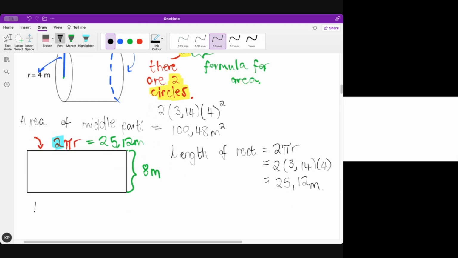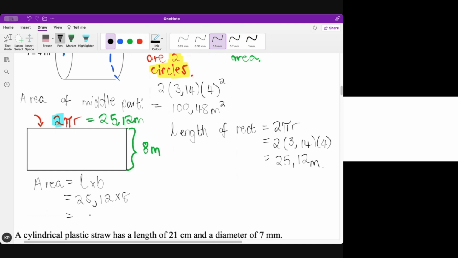Then you can say area is length times breadth, which is the 25,12 times the 8. And that gives us how much? Let's see. The 25,12 times 8, and that gives us, I got 200,96. Please confirm for me. Thank you. 96, and this is in meters squared.